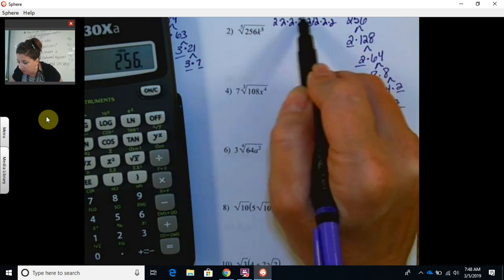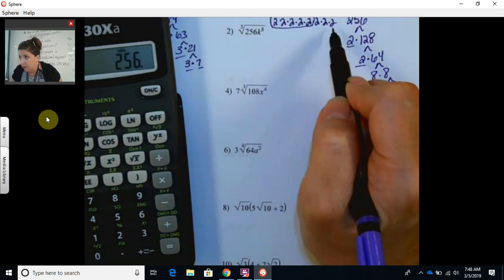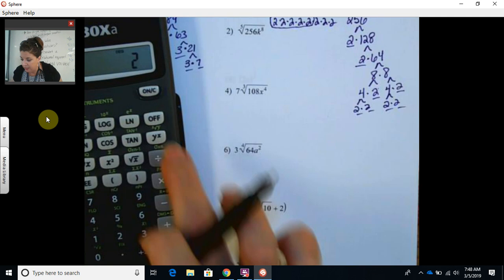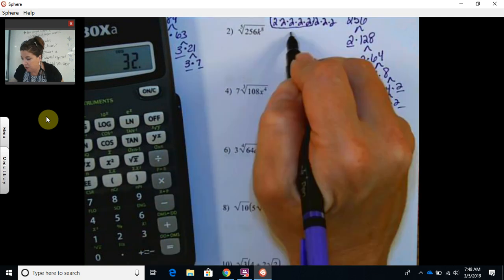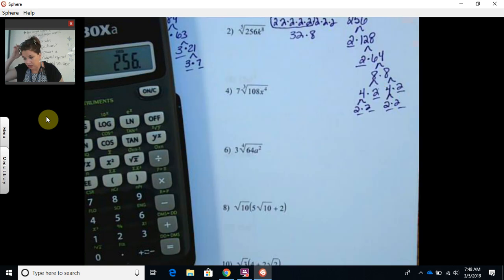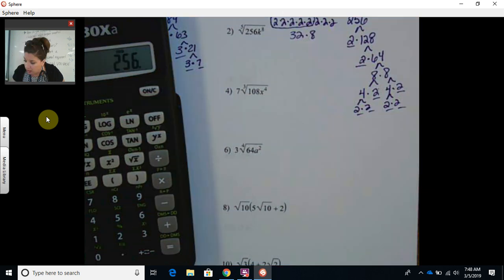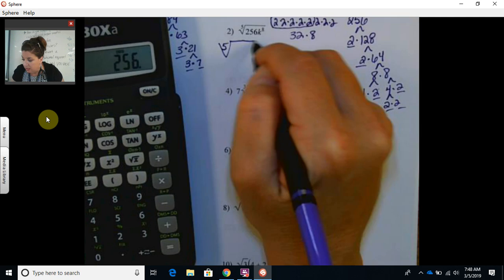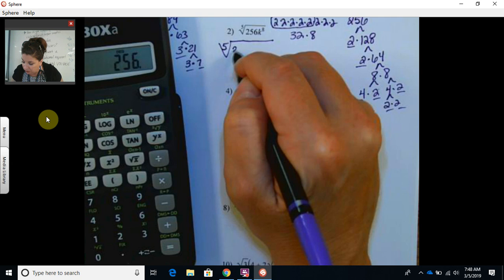And I have 3 left over, so those aren't part of my group, right? I only need groups of 5. So 2 raised to the 5th power is 32, times what's left multiplied together. 2 times 2 is 4, 4 times 2 is 8. 32 times 8 is 256, right? Okay, so that's the 5th root of, instead of 256, I'll substitute 32 times 8.